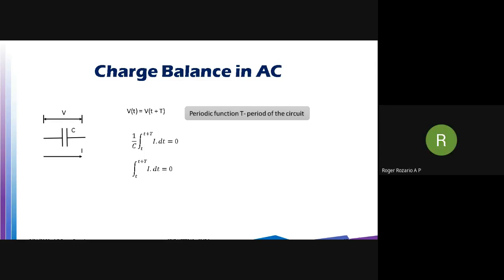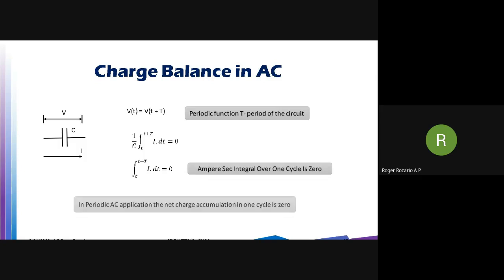I already told you the capacitor stores the energy by accumulation of charges. So the accumulation of charges in one cycle will be equal to 0, or the ampere second integral over one cycle will be equal to 0. So in a periodic AC application, the net charge accumulation in one cycle will be equal to 0. This is called the ampere second equation: the integral of t to t plus T i dt will be equal to 0.